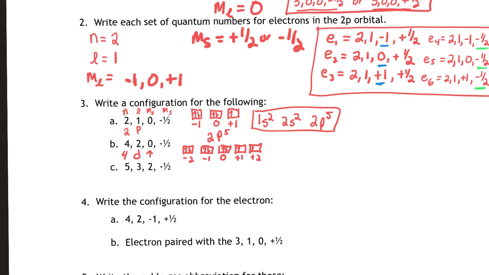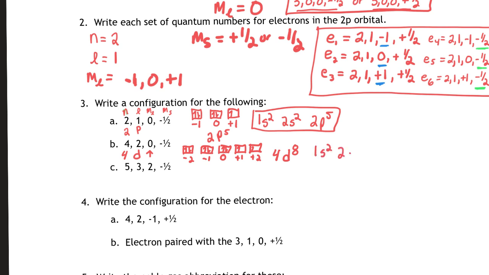So now I'm going to count what I have. My energy level is 4. My orbital is D, and I'm going to count how many I have. I've got 2, 4, 6, 7, 8. So I've got a total of 8 electrons in that D orbital. And now I'm ready for my electron configuration.